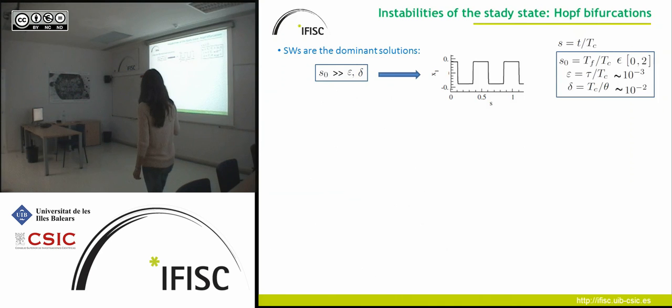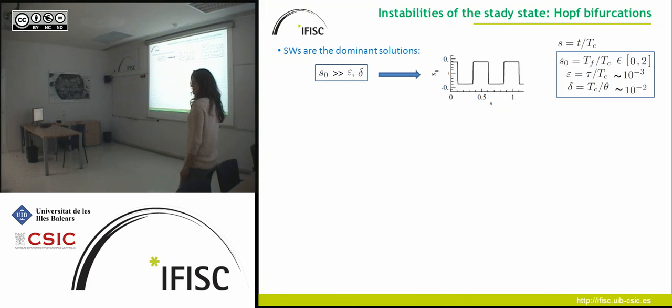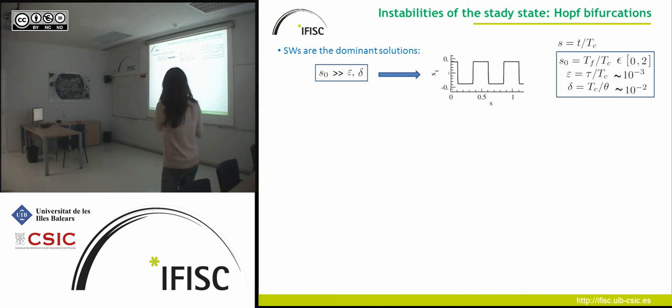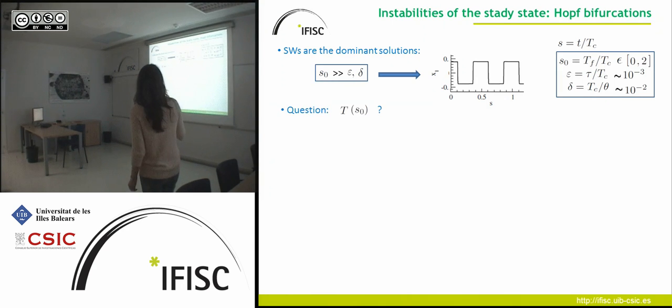Because of the large delays of the system compared to the other temporal parameters, square waves are the dominant solutions. Here, remember that the times are scaled with Tc and the E0 is related to the two delays. In this work, we always consider values of E0 in the interval 0, 2. So they are quite a bit larger than the other time scales. And now we will address the following question. What is the dependence of the period on the ratio between the two delays?